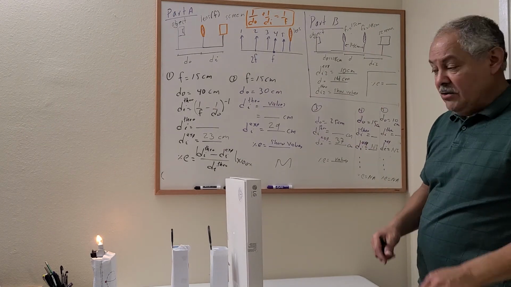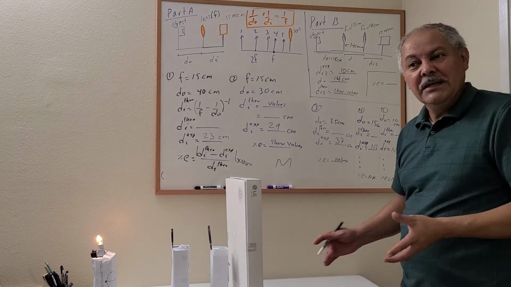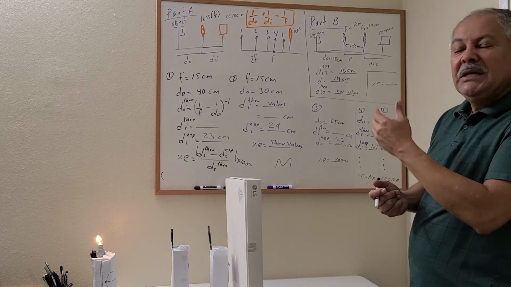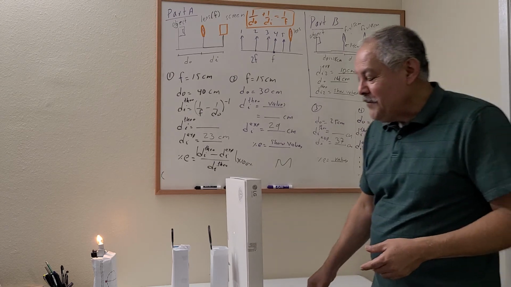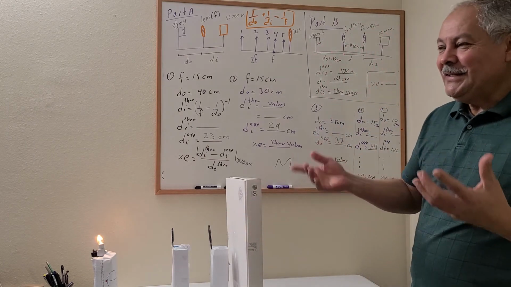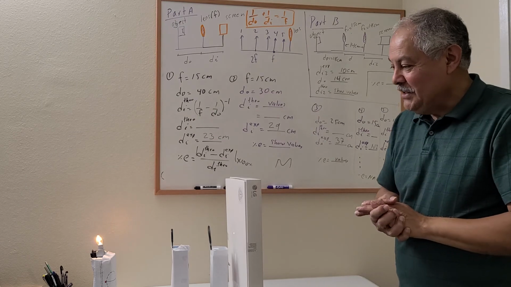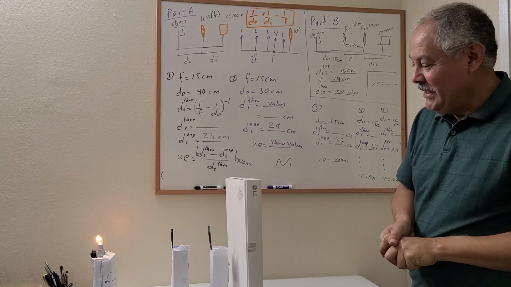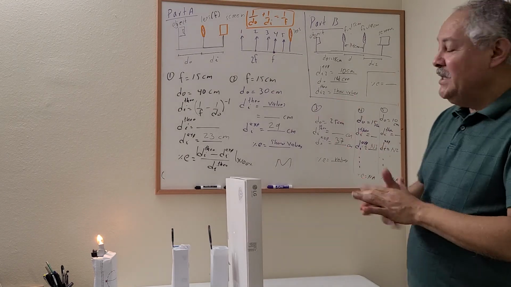We can do it with calculations. We expect an error right around 10%. If it's less than 10%, it should be good. Why do we expect 10%? Because these lenses are not very accurate. I just bought them at the store last week to do this experiment at home. So hopefully this is going to work.